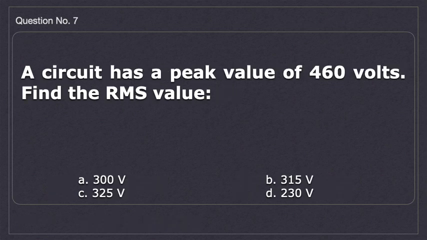Question number 7. A circuit has a peak value of 460 volts. Find the RMS value. A. 300 volts, B. 315 volts, C. 325 volts, D. 230 volts. Answer, C. 325 volts.